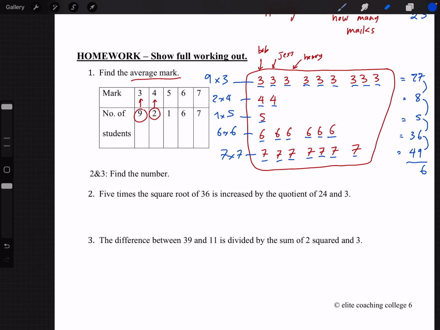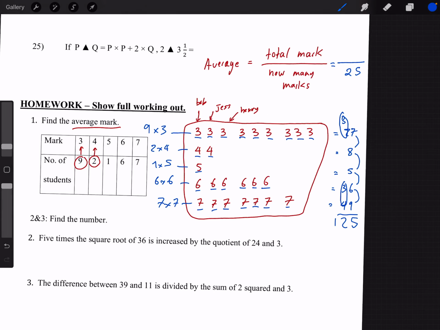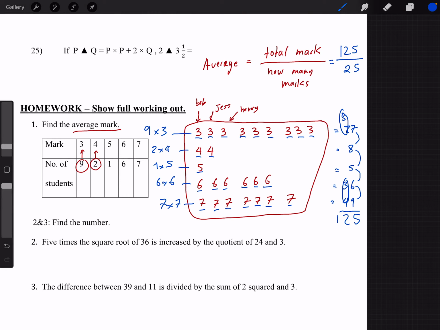So 7 plus 8 is 15. 15 plus 5 is 20. 20 plus 6 is 26, and then 35, so that'll be a 3 here. This will be a 5. 5 plus 7 is 12, and this has to be a 5. So therefore, the average mark is 125 divided by 25, which gives you exactly 5, and that's the answer there.